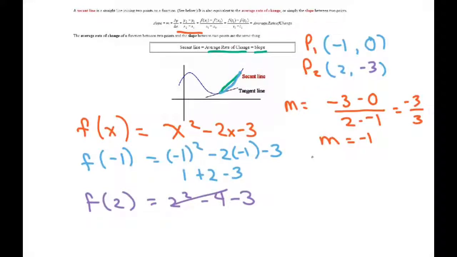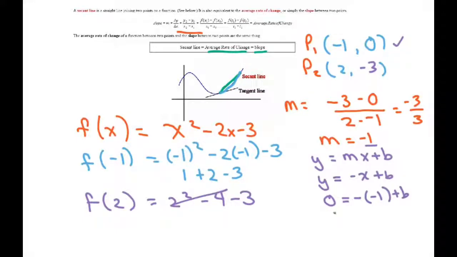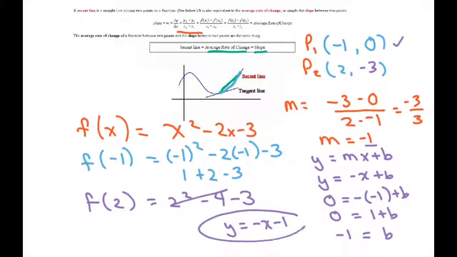We're just going to write y equals mx plus b. So write your slope in, and plug in one of these points. I'll just plug in this one. So 0 equals negative times -1 plus b. So 0 equals 1 plus b. So clearly b is -1. So our equation is y equals -x minus 1. That's the equation of your secant line, which we're going to be graphing.